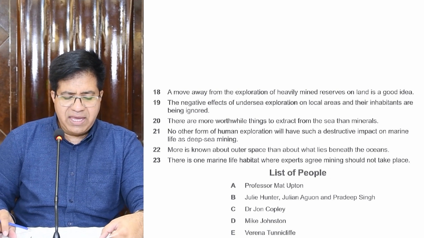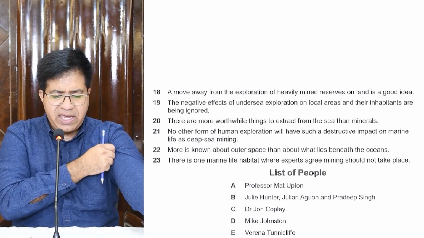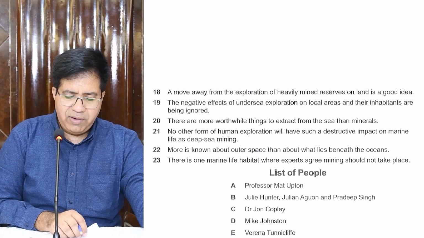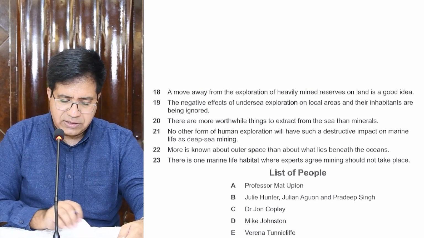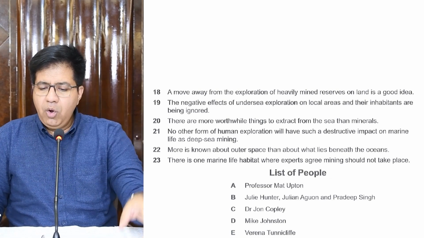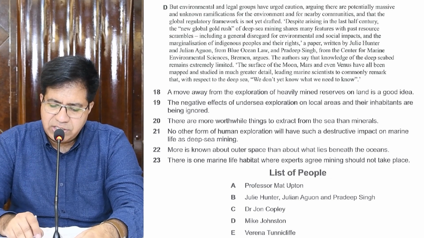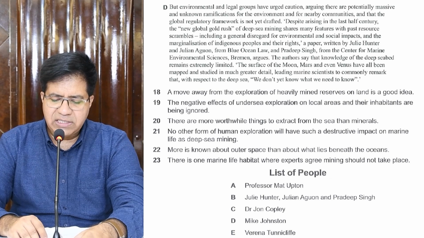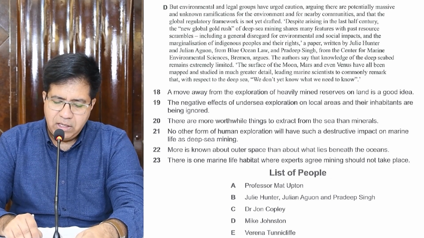Okay, we may read next questions, but we may read them later as well. Next we've got Julie Hunter. Now let's go back to Julie Hunter. Let's see where is Julie Hunter and all that. Okay, paragraph D for doctor. And we have this Julie Hunter and Pardeep Singh in the middle. Found it? Environmental sciences, Bremen argues. Okay. Now, we're going to read what they say.